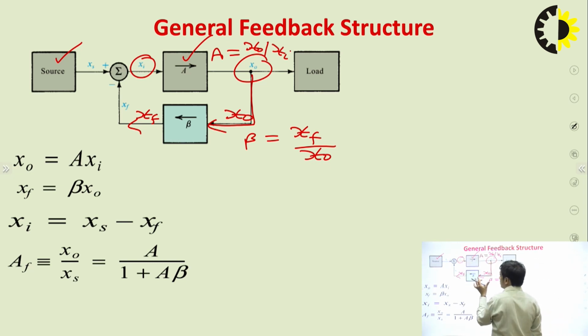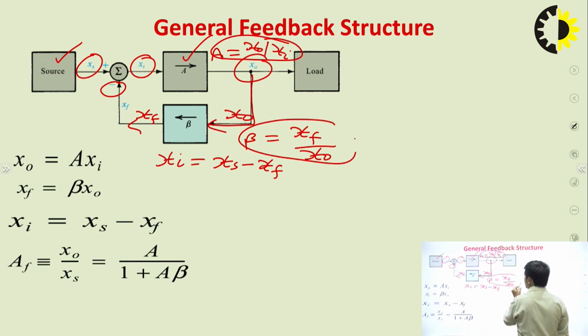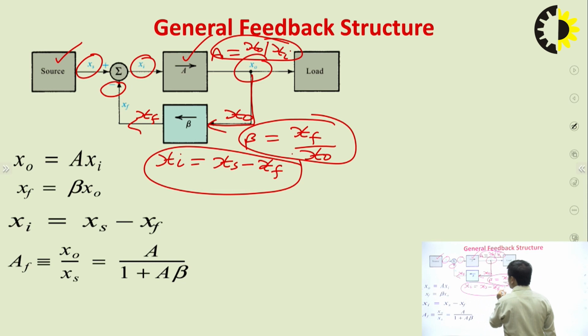Now since this is a negative feedback structure, Xf is getting subtracted from the input signal Xs, and we are getting Xi. This Xi will be equal to Xs minus Xf. So in fact there are three equations. One is A is equal to X0 upon Xi, another one is beta is equal to Xf upon X0, and the third one is Xi is equal to Xs minus Xf. So this is the closed loop system, this is the negative feedback structure.